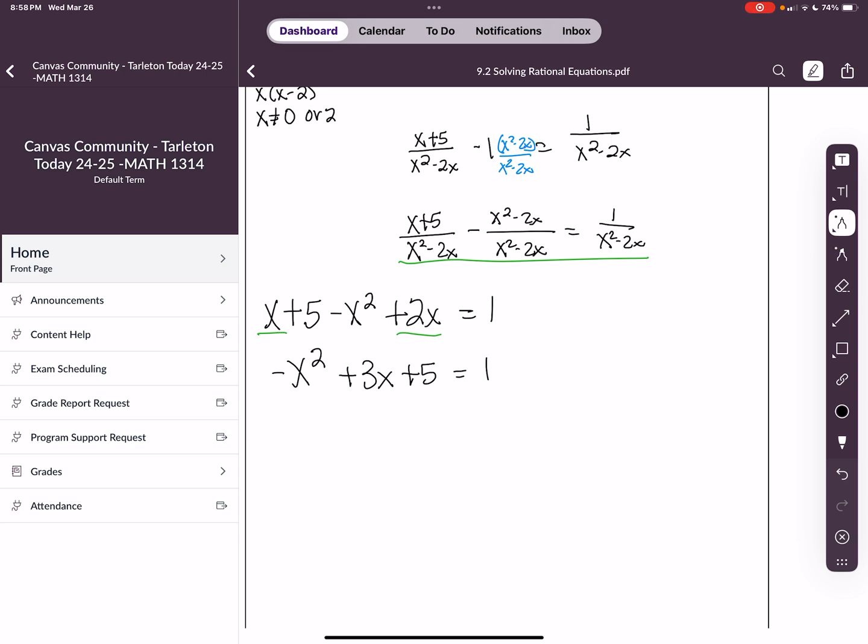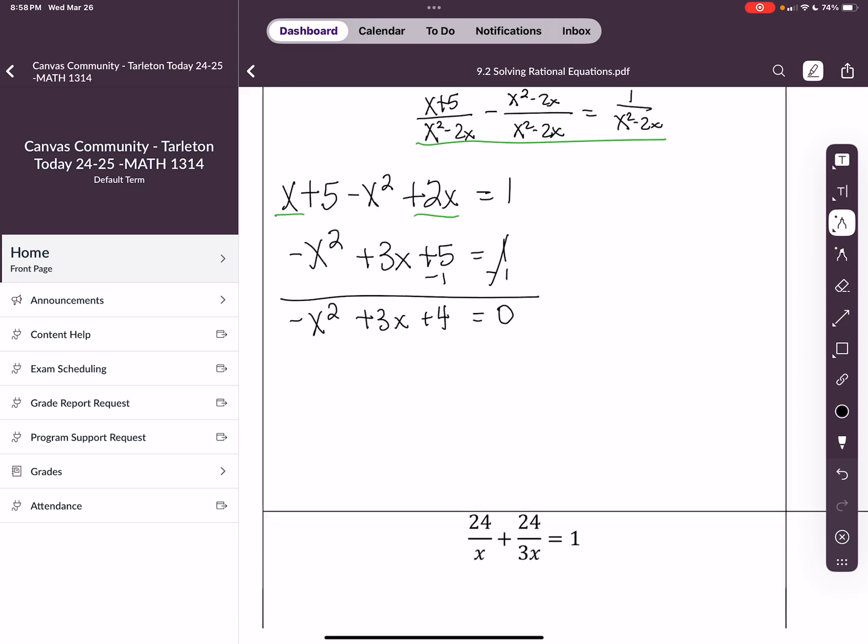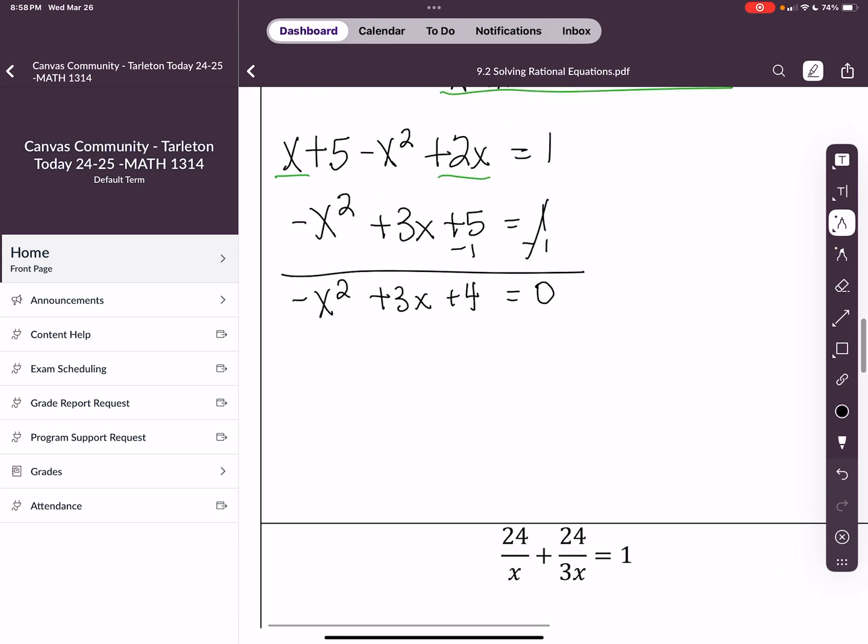I need this 1 over here to be a 0. So I'm going to subtract 1 and subtract 1. So negative x squared plus 3x equals 4. Okay. Now, we do have a number in front of x. Oh, wait. I just realized I miswrote something. Plus. Negative x squared plus 3x plus 4 equals 0. Sorry. I'll try to stop making so many mistakes.